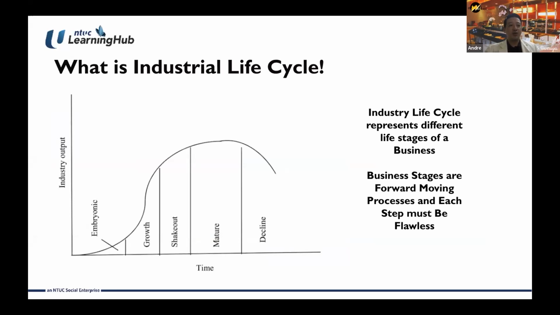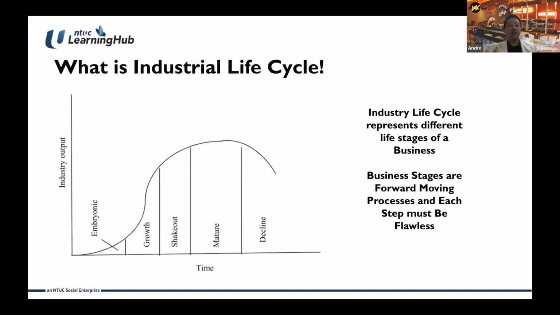In the growth stage, you'll be enjoying good growth, but to be able to sustain growth, especially in today's market, you really have to keep innovating. You really have to keep creating awareness. You have to keep making your products better and things like that.